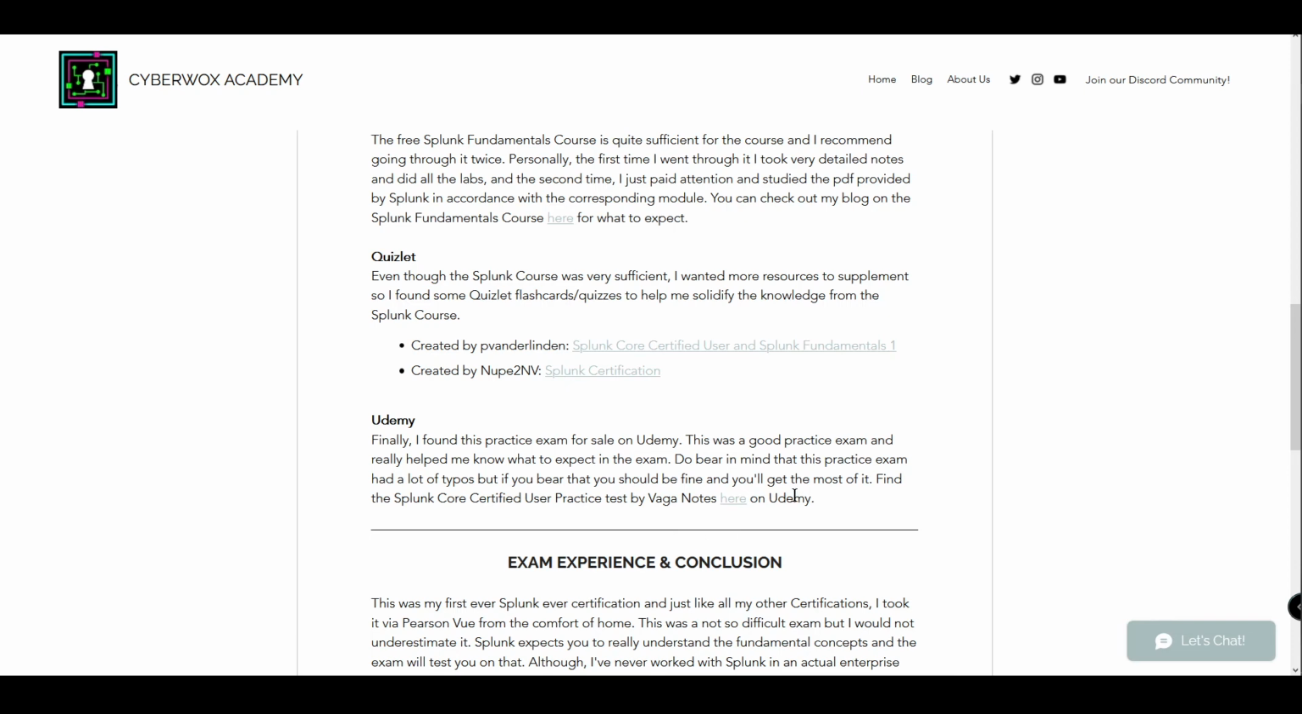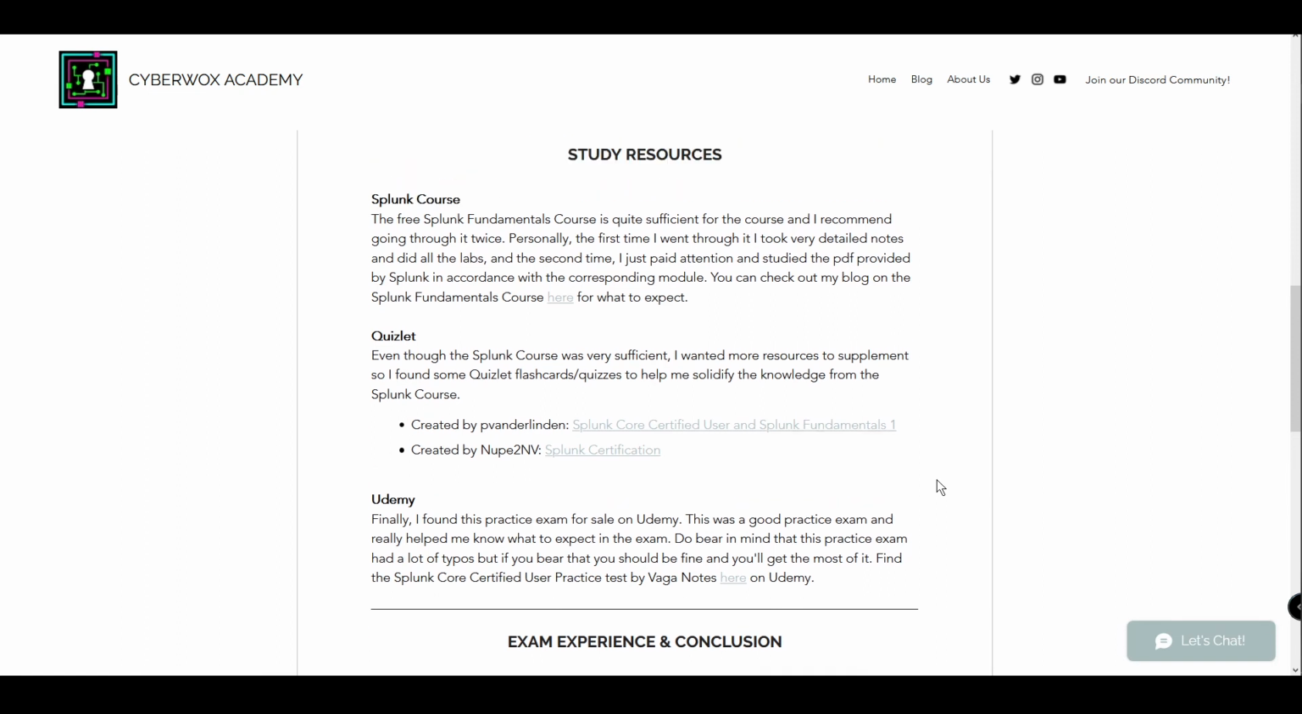Just bear in mind that this practice exam has a lot of typos, but I don't think it's anything that would be too much of a turnoff. It's not that bad, but the typos could be distracting. If you can look past that, then you'll definitely find value in the practice exam. So I recommend this. You don't really need too much for this exam. It's a really fundamental exam, and just these three resources would be quite sufficient for you.